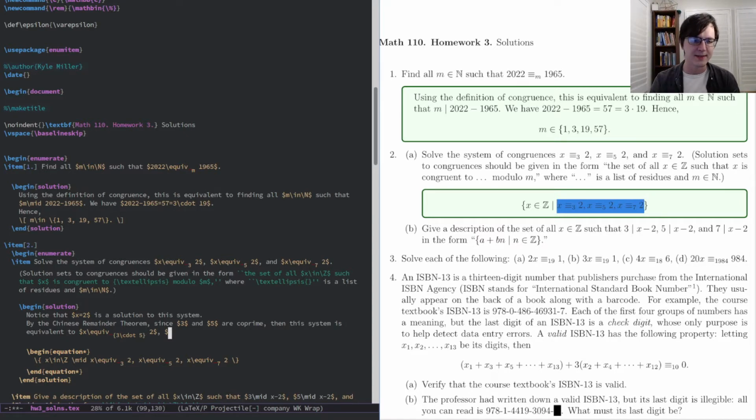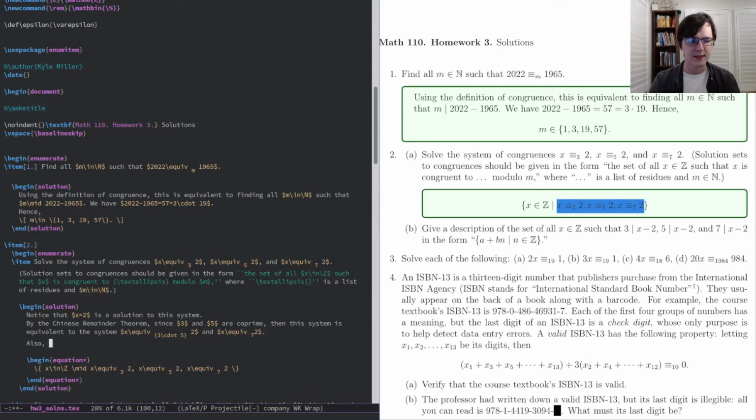But yeah, let's see. So we combine the first two. And then also 15 and 7 are coprime. So again, by CRT, which I'll just write as that here.